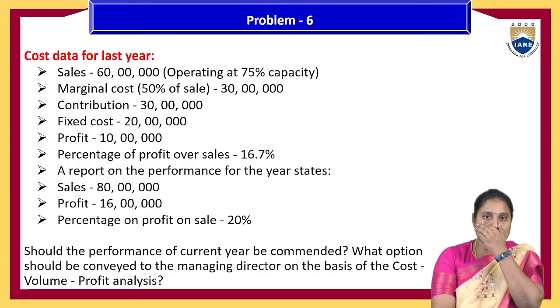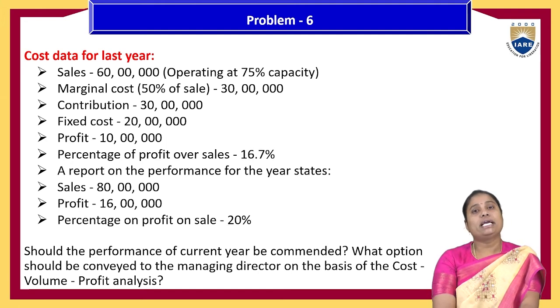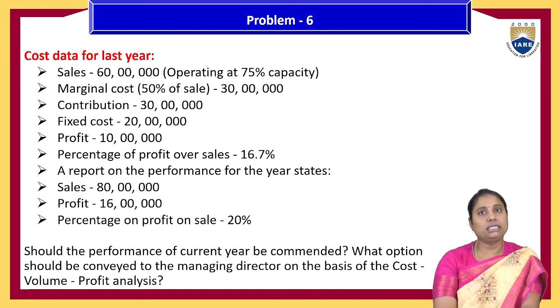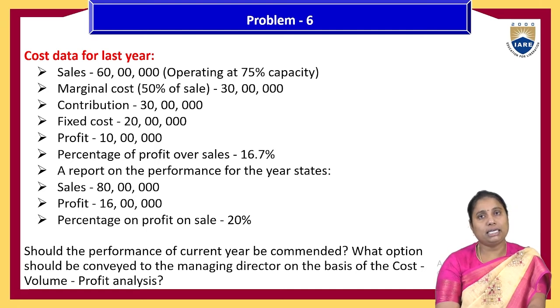The next one, the sixth model problem, is related to break-even analysis. Cost data for the last 5 years: sales is 60 lakhs, operating at 75% of the capacity, and marginal cost at 50% of sales is 30 lakhs, and the contribution is 30 lakhs. Obviously sales minus marginal cost equals the contribution of 30 lakhs, and the fixed cost is 20 lakhs. So contribution minus fixed cost, the profit is 10 lakhs.